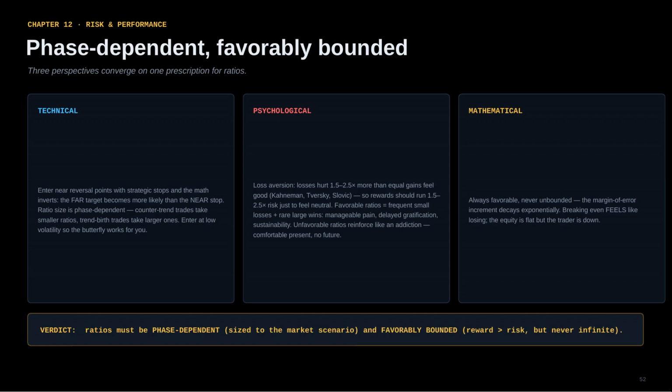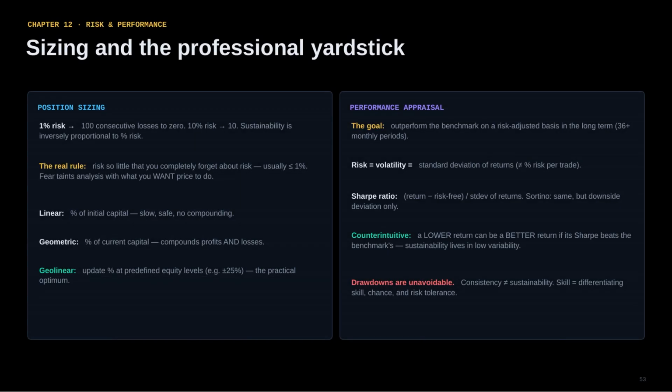That's the whole prescription. Position sizing first. Risk 1% per trade, and it takes 100 consecutive losses to reach 0. Risk 10, and it takes 10. Sustainability is inversely proportional to percentage risk. So the real rule is, risk so little that you completely forget about risk, usually 1% or less, because fear taints analysis with what you want price to do.